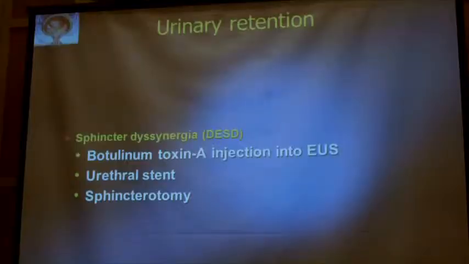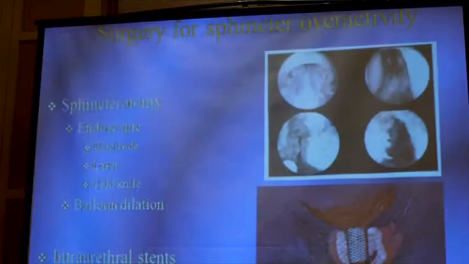But in these problems, the patient has to wear a bag, which some of the patients may not like. And the sphincterotomy is when the sphincter is dyssynergic, not coordinating with the bladder well, then we can cut the spasmodic sphincter by a telescope inserted through the urethra using a laser knife, which is again also very effective. So depending on the type of problem, we can help these patients very well.